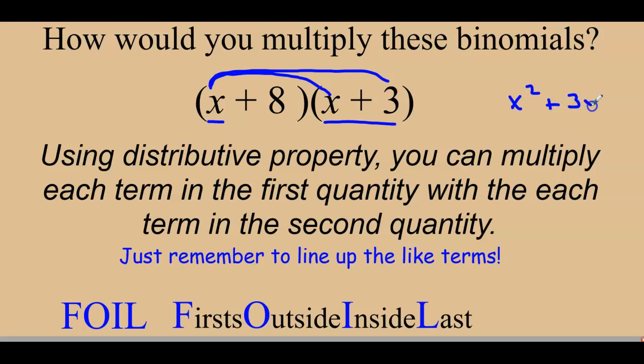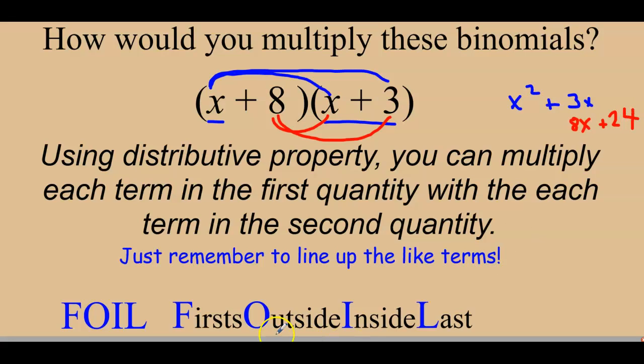Now I'm going to multiply by the second term in the binomial. And 8 times x is 8x. And you'll notice where I'm writing it. I'm writing it right underneath the other that has the same degree. And then 8 times 3 is 24.